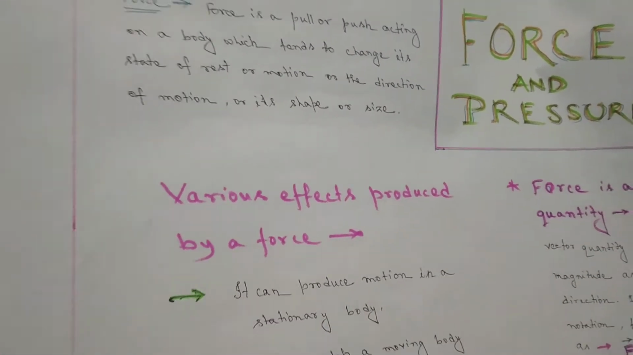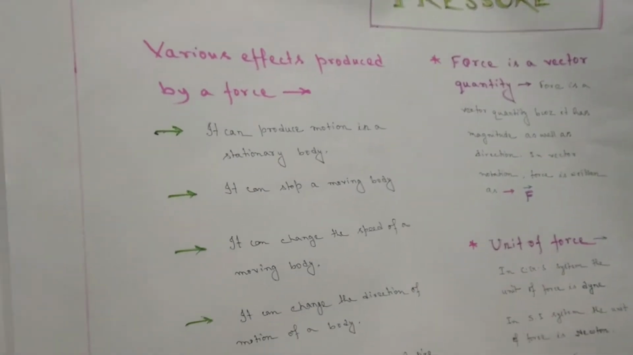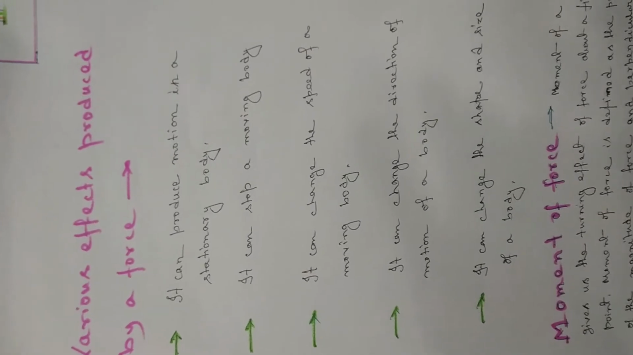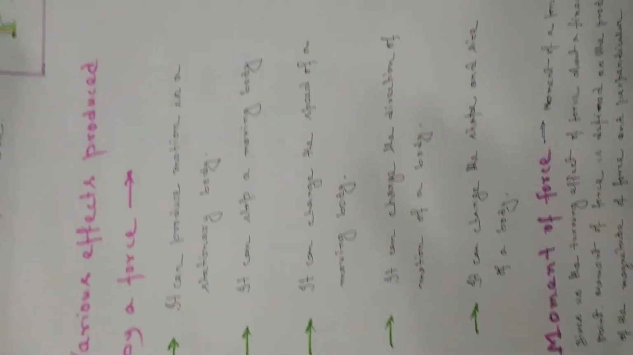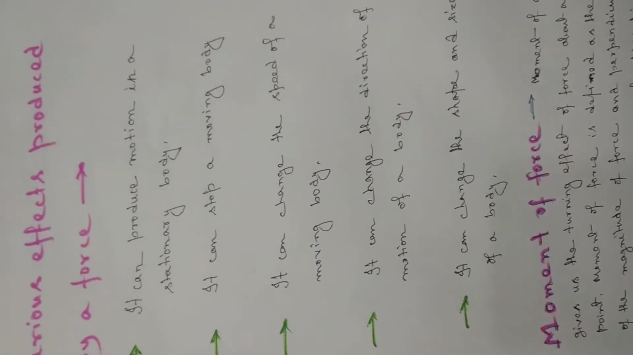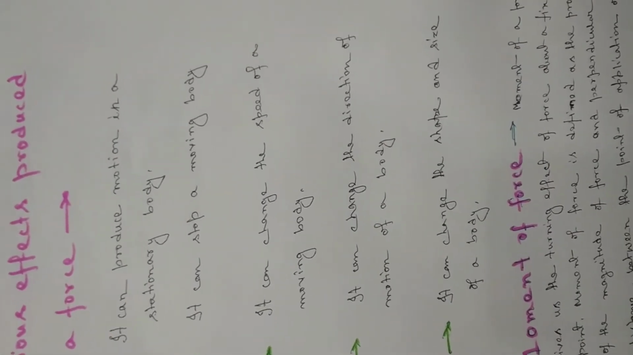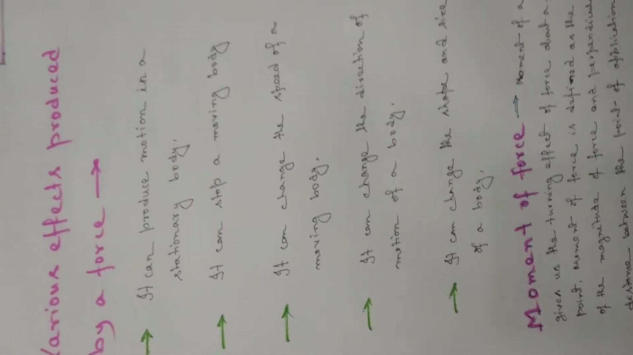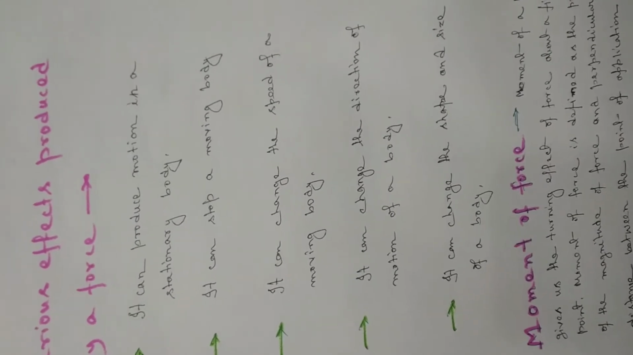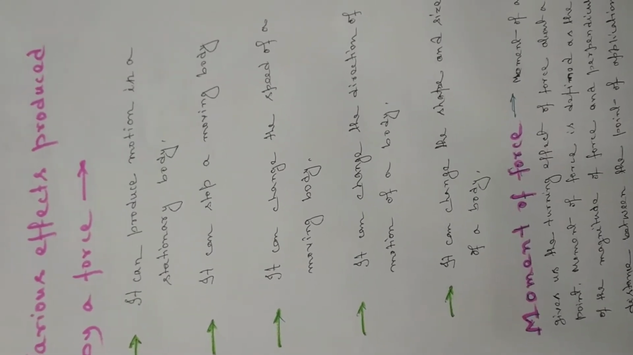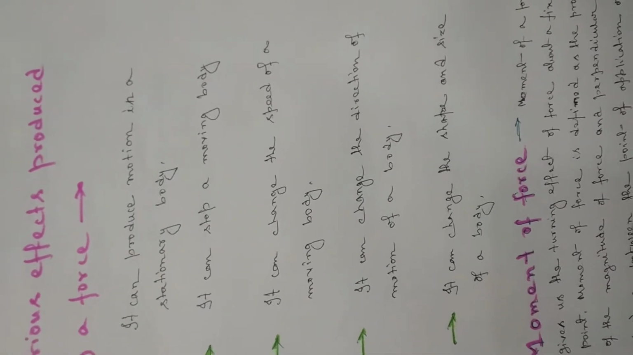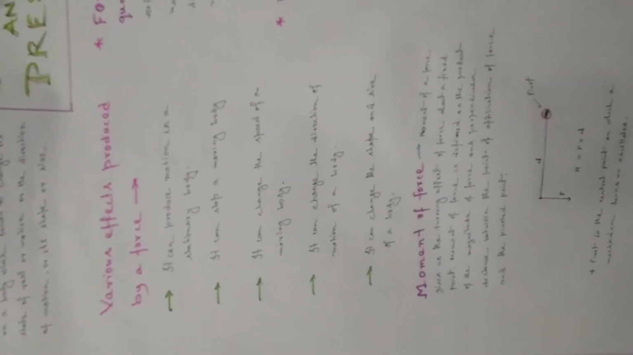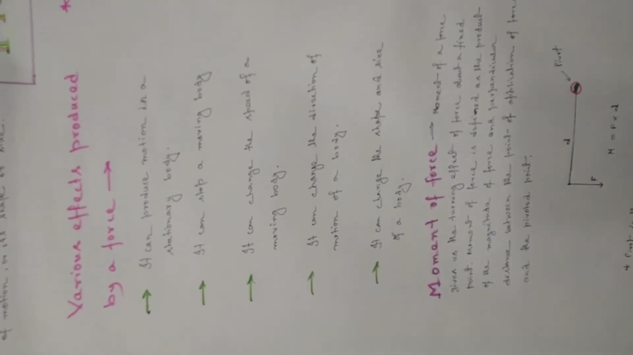Now, various effects produced by force. It can produce motion in a stationary object. It can stop a moving body. It can change the speed of a moving body. So whatever we said in the definition of force. It can change the direction of motion of a body. It can change the shape and size of a body. So these effects can be produced by force.